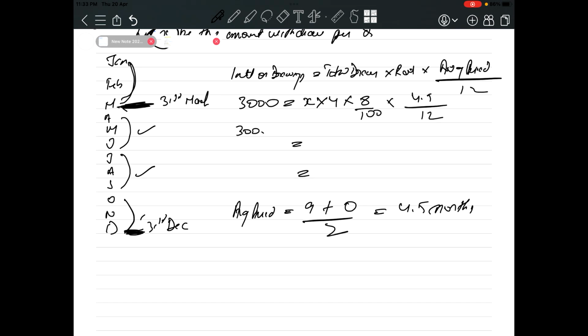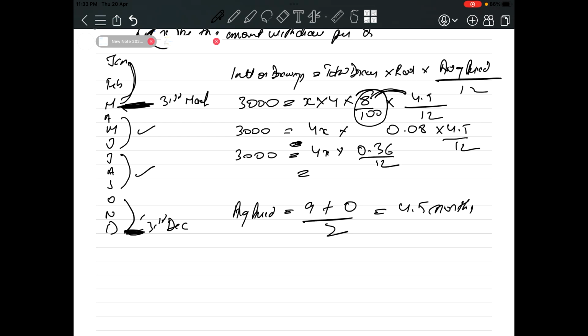Now how will we calculate? 3000 is equal to 4x into, you will multiply these two first. Before that, divide 8 by 100, which will be 0.08, into 4.5, divided by 12. What will be the answer? 0.08 into 4.5 will be 0.36. So 3000 is equal to 4x into 0.36 divided by 12.